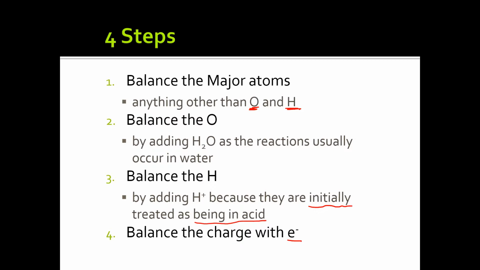So these are 4 steps. Your textbook describes this with a mnemonic. They call it major hydroxide, major OH. So this is the order you balance things in. Major atoms first, then oxygens, then hydrogens. Remember, to balance oxygens we add water, and to balance the hydrogens we add H plus. After that you balance electrons. Okay, so let's go through some examples, because you can see the steps, but unless you see an example it's a little difficult to understand this.